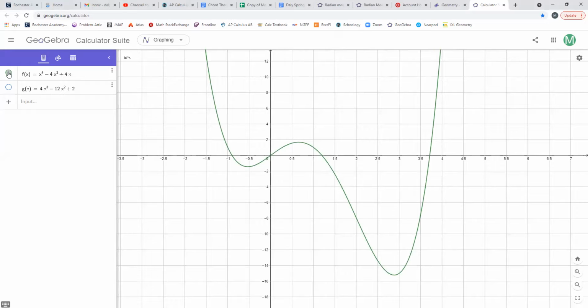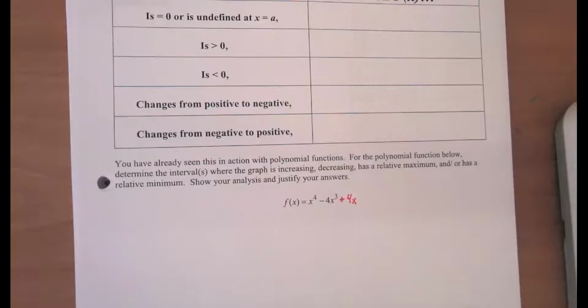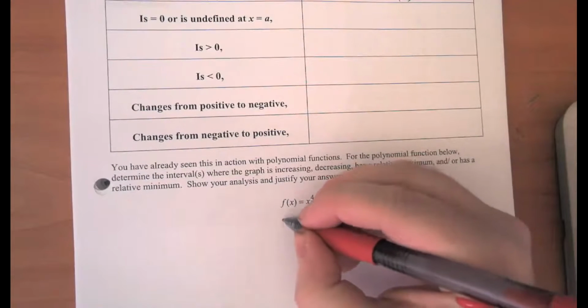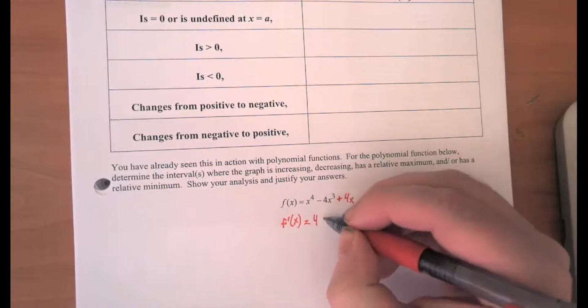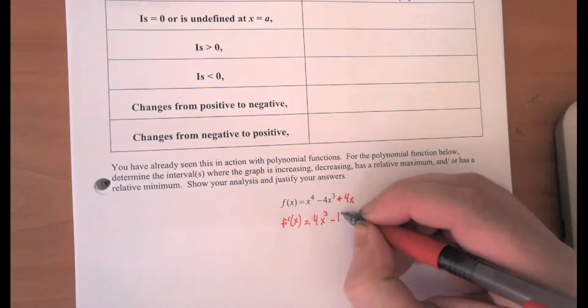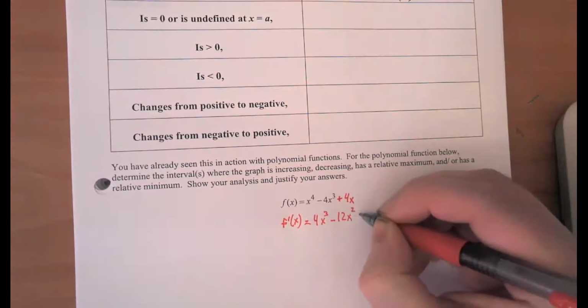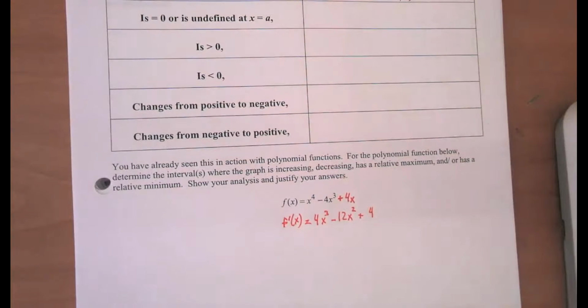And then the other thing I want you to do is graph the first derivative of the function. So that's a polynomial function. So we've got a lot of experience with taking the derivative of that function. So the derivative of that function, f prime of x, would be what? It would be 4x cubed minus 12x squared plus 4. All right, so we're going to go back to GeoGebra and we're going to graph that as well.